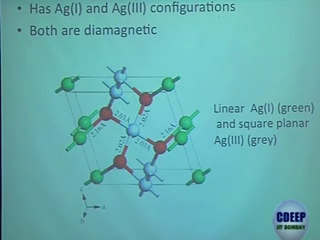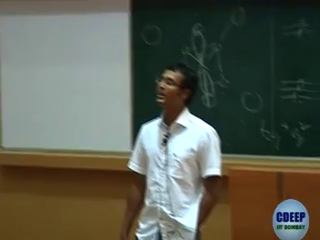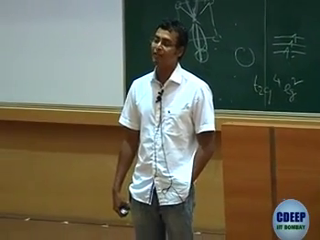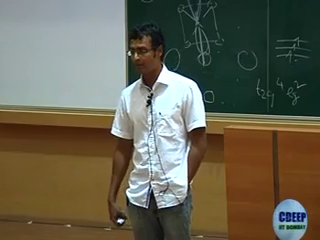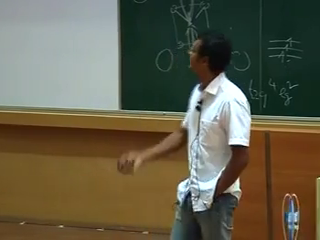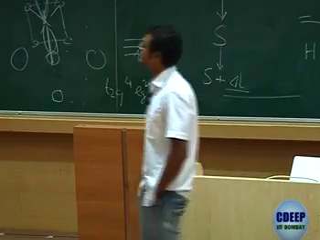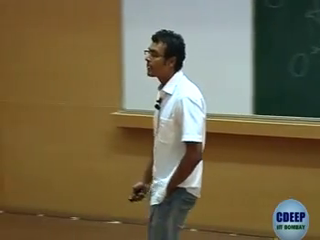Because silver is in a high oxidation state. This is where sometimes the problem comes: either the high oxidation state, or the combination of both. The ligand should be strong field, or the metal should be in a high oxidation state, or the combination of a higher oxidation state and a strong field ligand, then you are going to get that.